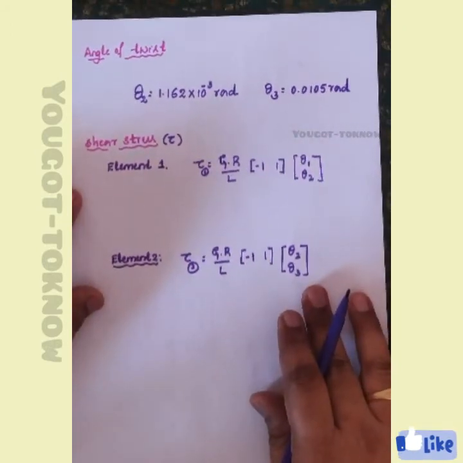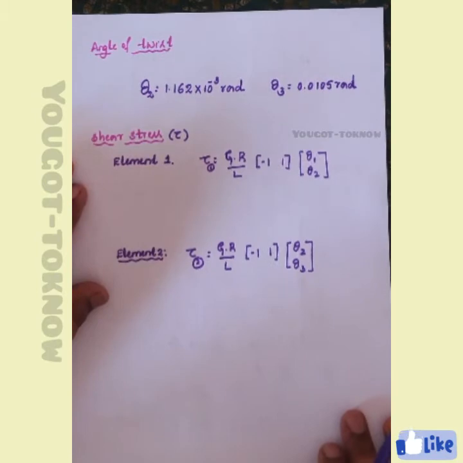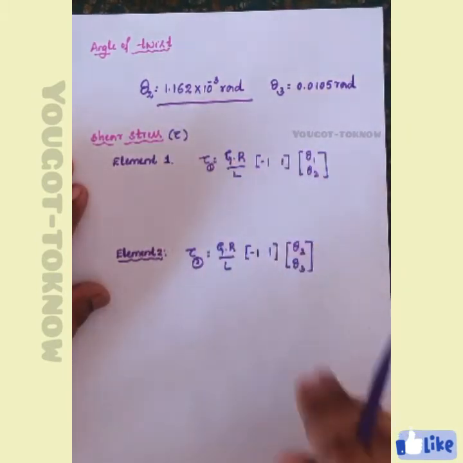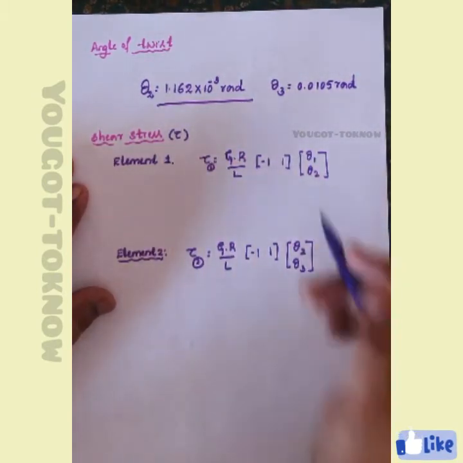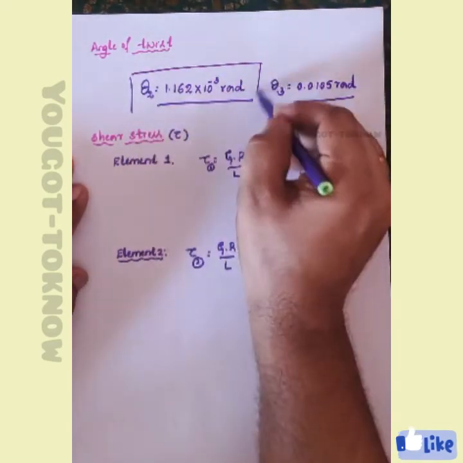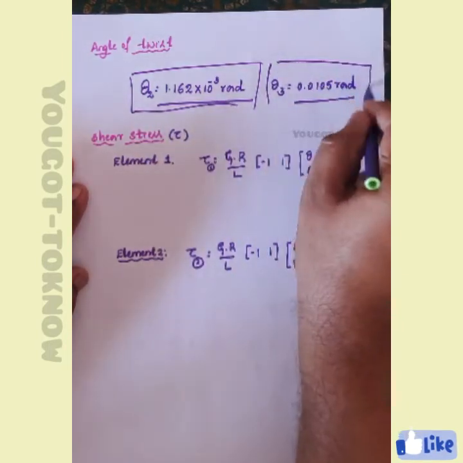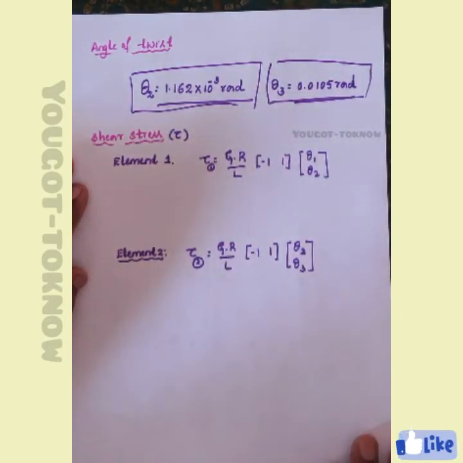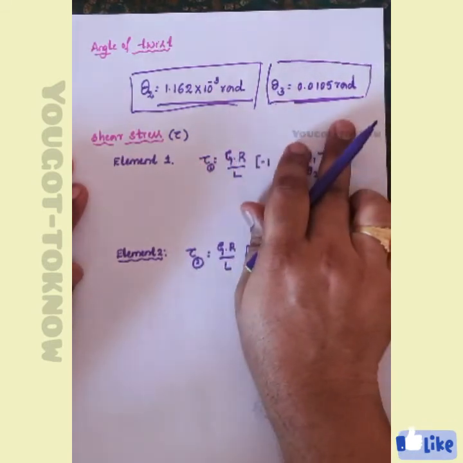If you solve it, you are going to get theta 2 equal to 1.162 into 10 power minus 3 radians, and one more value, 0.0105 radians. These are the two angular twists you are going to get, one at node 2 and one at node 3, if you solve those two equations. See, now we got the angular twist.